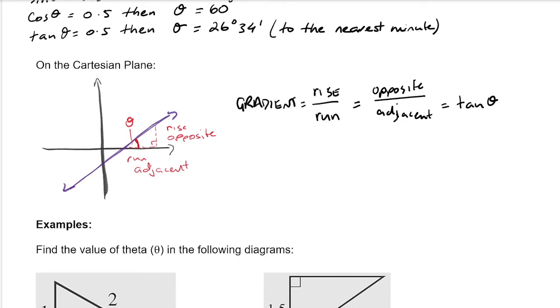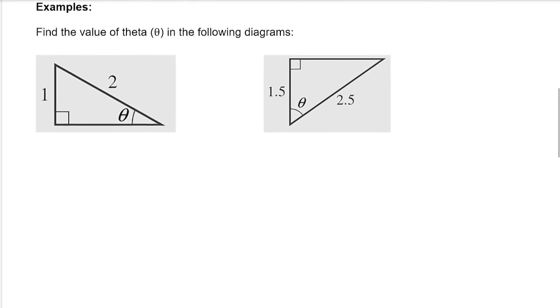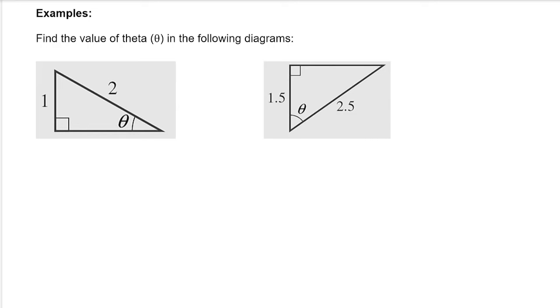Let's now jump in feet first into our three examples. Find the value of theta, that's the little Greek letter theta, in the following diagrams. First off, we have a hypotenuse and we have an opposite side. One of the things I highly recommend is that when you are doing these problems, you get your triangle and label the sides with opposite, hypotenuse and adjacent. It'll help you figure out which ratio you need to use. So for this one, obviously, I'm going to need to use the sine ratio.